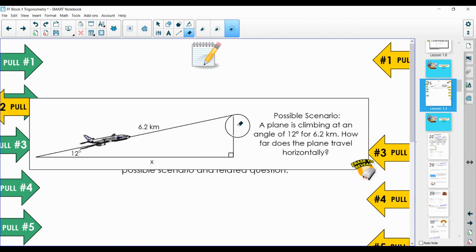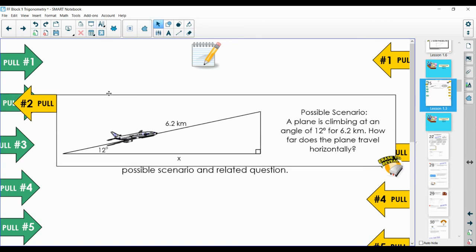If I had moved the X to here, another question I could ask you is, how high above the ground is the jet after it's climbed that 6.2 kilometers? So depending on where the X is in the diagram, it would change what I was asking you for.